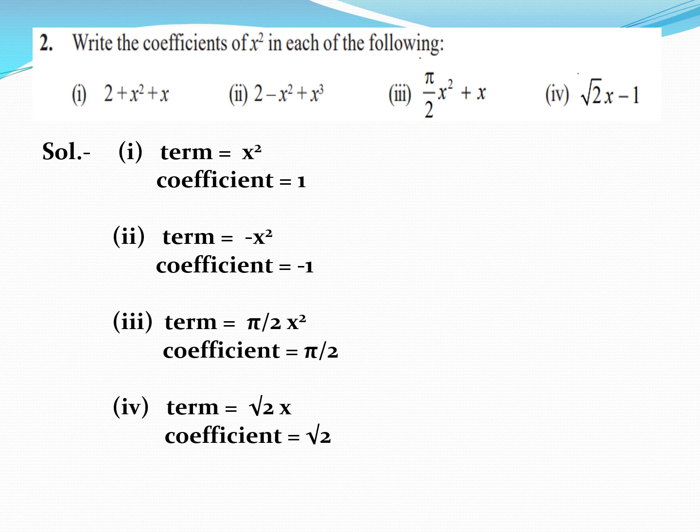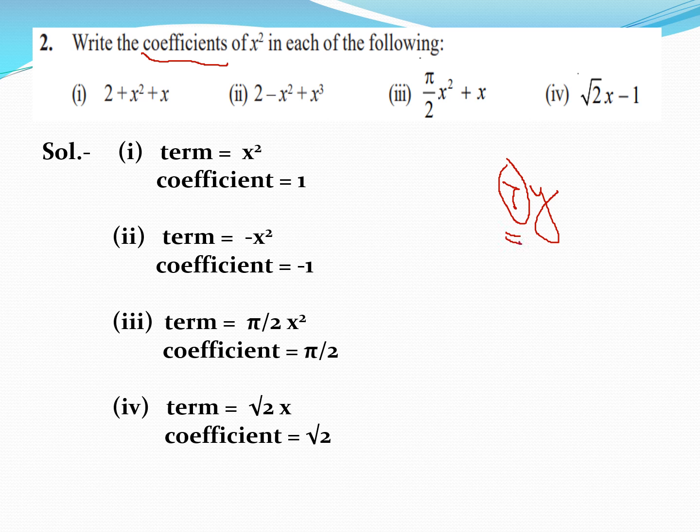Question number 2. Write the coefficients of x square in each of the following. We have discussed what the meaning of coefficient is. Coefficients are nothing but the numeric value which is multiplied by the variable. For example, if I write here 7y, the variable is y, and with y, what is the numeric value? 7. That means 7 is the coefficient.